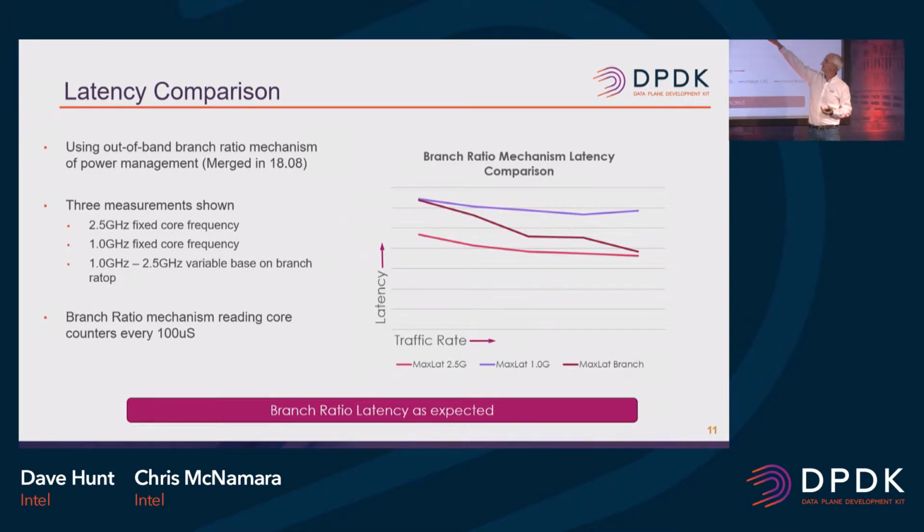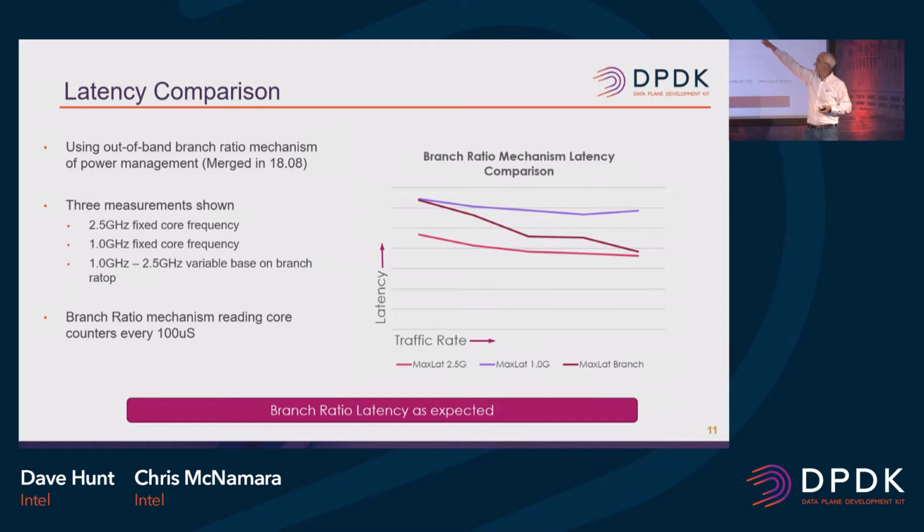But what we showed with the dark line down the middle was the branch ratio latency, so it falls within the 1 gigahertz and 2.5 gigahertz latencies, and they're max latencies. What I was hoping not to see was the latency up here somewhere, that reading the counters would actually impact the workload. But it turns out that it had very little impact on the workload.